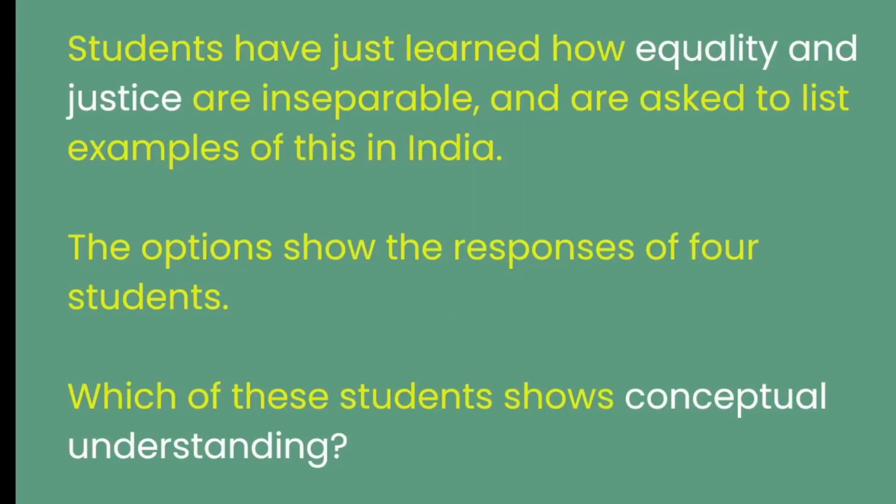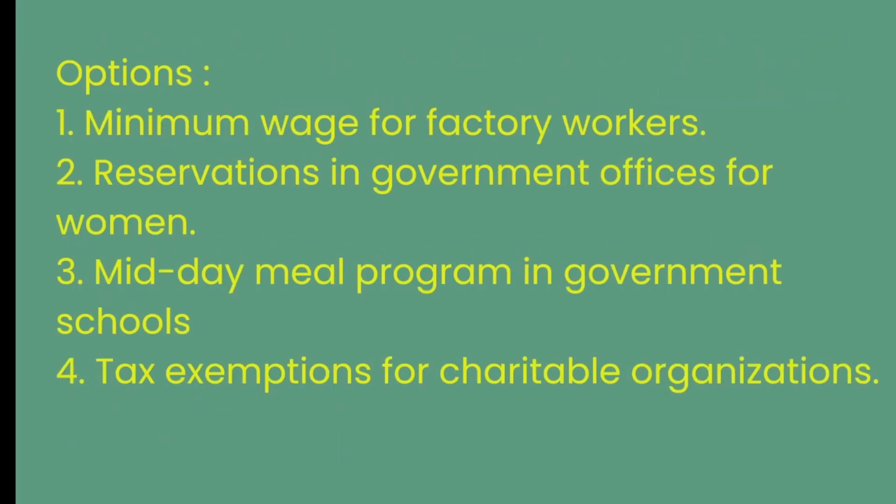Here's another one on conceptual clarity. Students have just learned how equality and justice are inseparable. So they are talking about two concepts out here, equality and justice, and they're asked to list examples of this in India. The options show the response of 4 students. Which of these students show conceptual understanding? So there are 4 responses given as follows. Option 1 says minimum wages for factory workers. So if we are talking about minimum wages for factory workers, we are definitely talking about justice. But are we talking about equality? No. Let's go to option 3, midday meal programs in government schools. Again, midday meal programs in government schools.